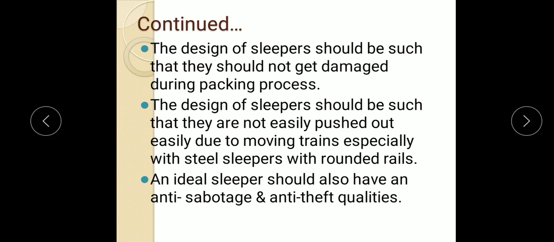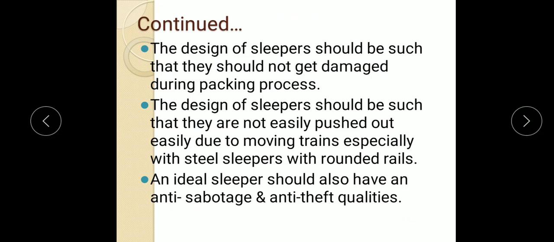The next requirement is that the design of sleepers should be such that they do not get damaged during the packing process, as ballast is there in between rails and sleepers, meaning at the time of fitting of permanent way the sleeper should not get damaged.